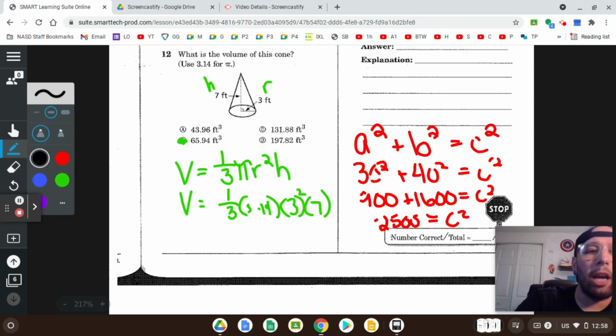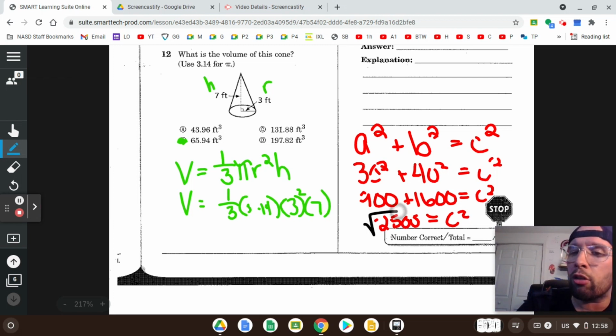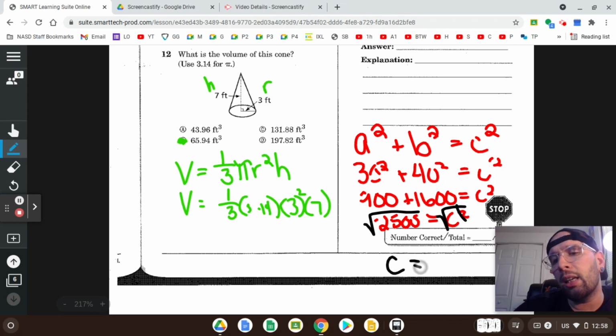A squared. How do we get rid of a squared? A square root. Now, usually when we square root both sides of an equation to solve, we attach a positive or negative symbol, but we don't here because length can't be negative. So this is just going to be 50. C is 50.